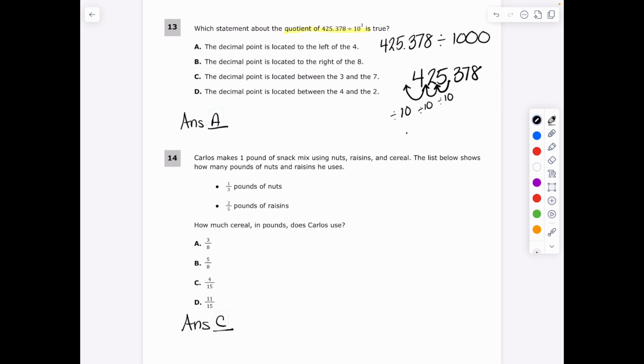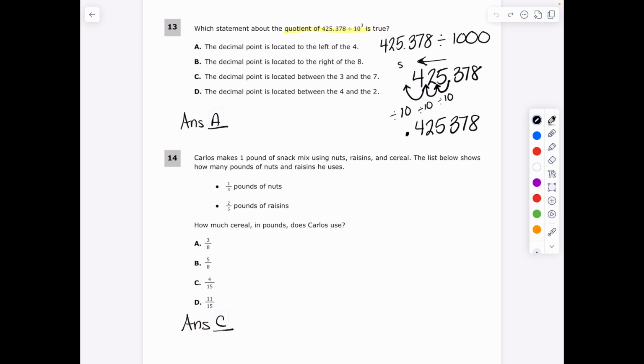Okay? So 0.425378. Every time I move that decimal, it gets 10 times bigger or 10 times smaller. Every time. So if I move it to the left, it's getting smaller.